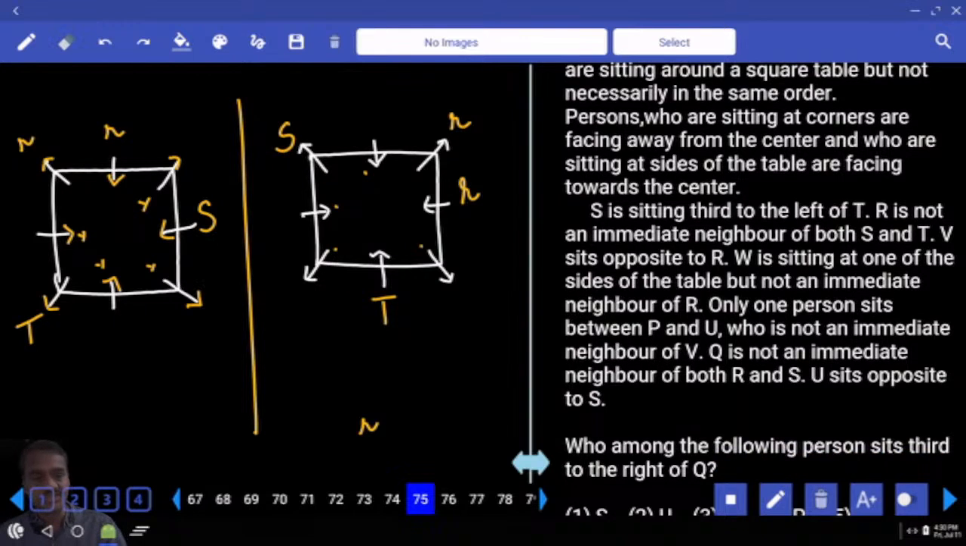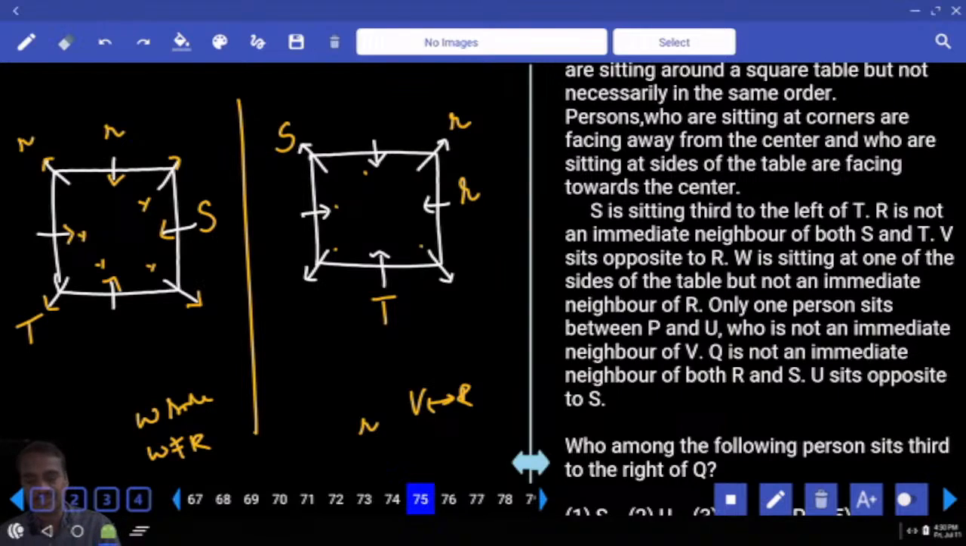The next one, V sits opposite to R. Now V and R are opposite to each other. Which two persons are opposite? V and R are opposite to each other. The next one, W is sitting at one of the sides of the table but not an immediate neighbor of R. Then W is at a side, isn't it? W is at a side but not an immediate neighbor of R. And W and R are not adjacent to each other.